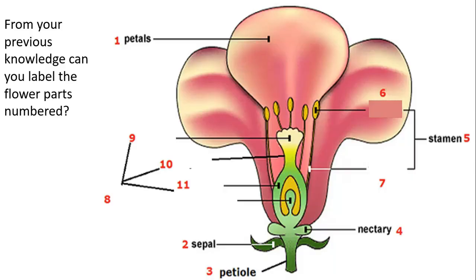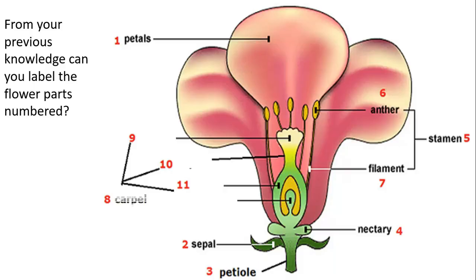Now you have the stamen. The stamen, these are the male organs of the flower. The stamen is made of the anther and the filament. The anther contains the pollen grains, while the filament supports the anther and keeps it upright.